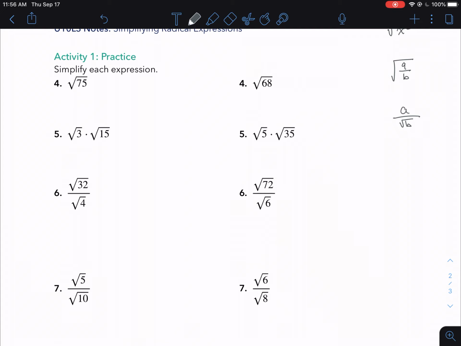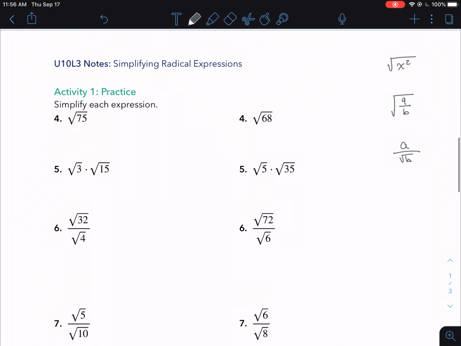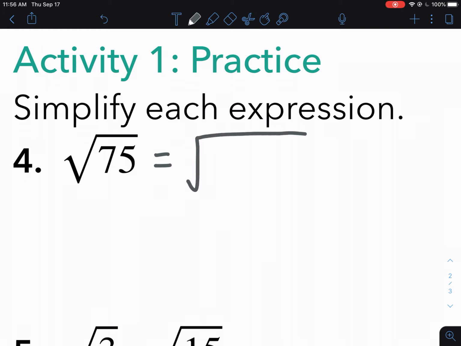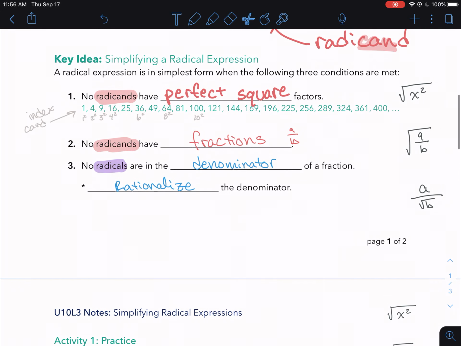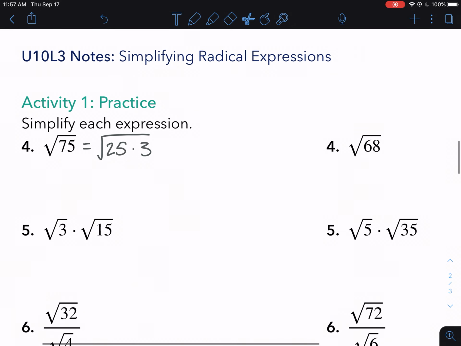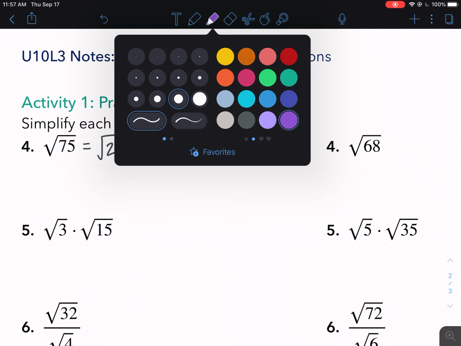Okay, first, the square root of 75. That breaks this rule because 75 is divisible by 25. We say that 75 is 25 times 3. Now, if that didn't come easy to you, you can look at your list and take 75 and go, well, can 75 divide by 1? Yeah, but that's not helpful. 75 divided by 4 is not nice. 75 divided by 9, no. 75 divided by 16, no. But 75 divided by 25 is 3. And 25 is a perfect square.